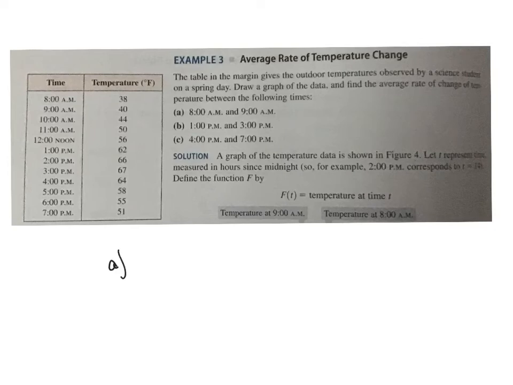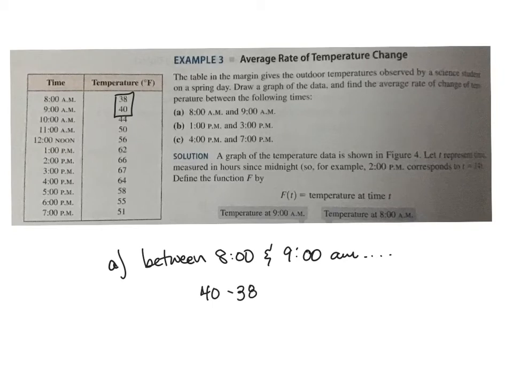So for part A, between 8 and 9 a.m., it's going to be the difference in y values, so 40 minus 38, divided by the difference in x values, so 9 a.m. minus 8 a.m. So we get 2 over 1, which is 2. Now, the average, it's called an average rate of change for a reason.